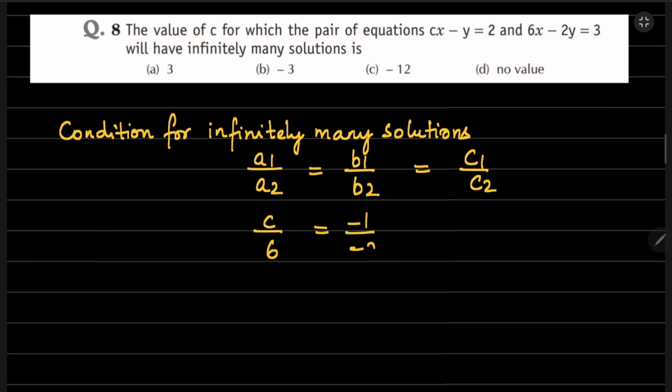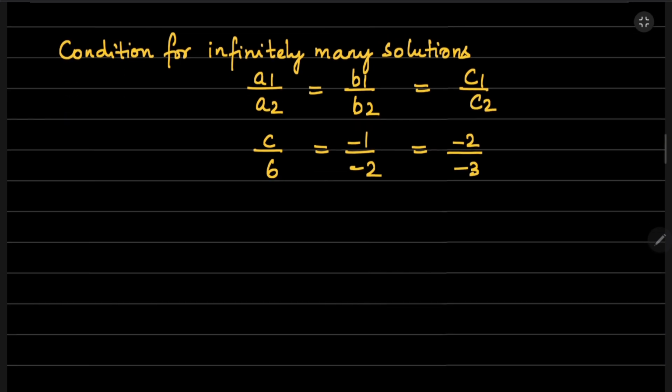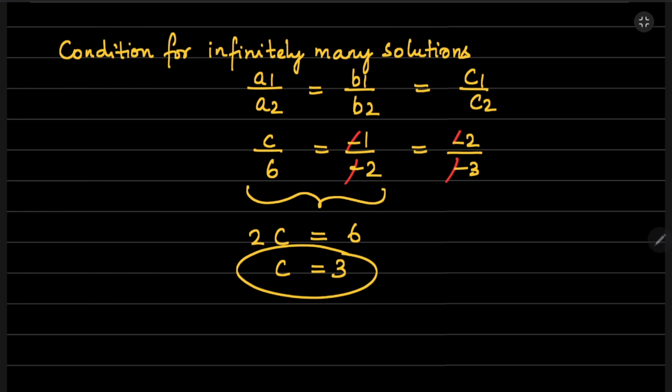Minus 1 by minus 2 should be equal to, again, minus 2 by minus 3, or 2 by 3. Okay. Now, if you take the first two ratios and cross multiply, again this minus minus will get cancelled. What do you have? You have 2C is equal to 6, C is equal to 3. Okay, this is your first value of C.